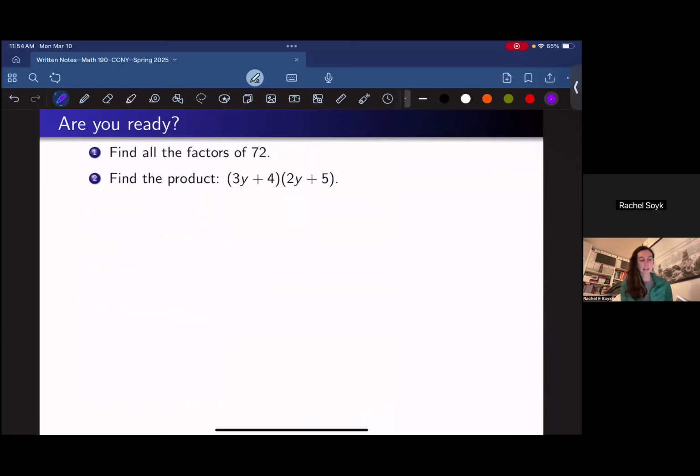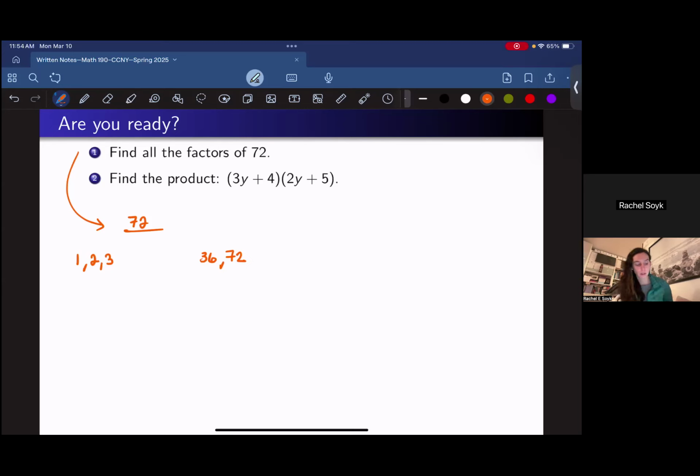The first problem is asking us to just find all the factors of 72. You want to think about your factor pairs here. 1 times what number gives you 72? 1 and 72. Does 2 go into 72? It does, 36 times. Does 3 go into 72? It does. 3 goes into 60 20 times, and then 60 plus 12 gives us 72, so 3 goes into 12 4 times.